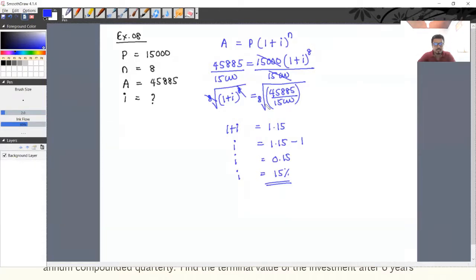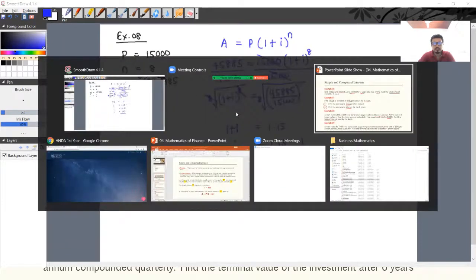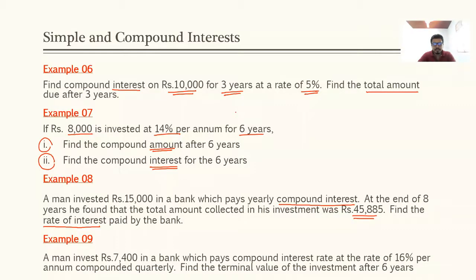Hope you are okay with this, right? These sort of simplifications we have done earlier as well. Example number 9.